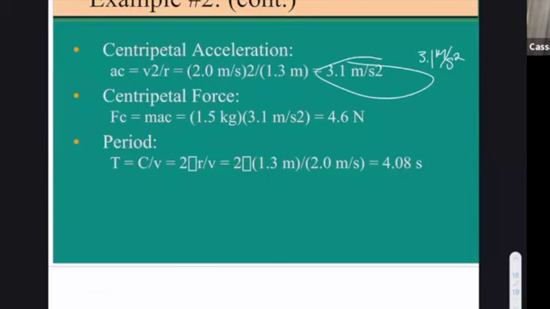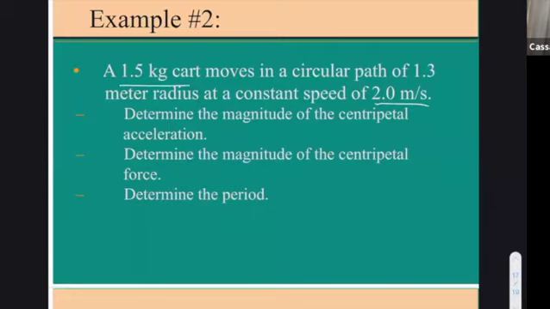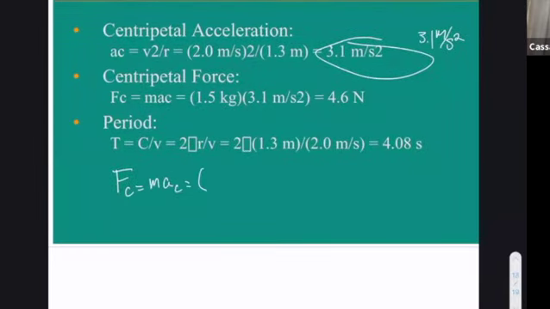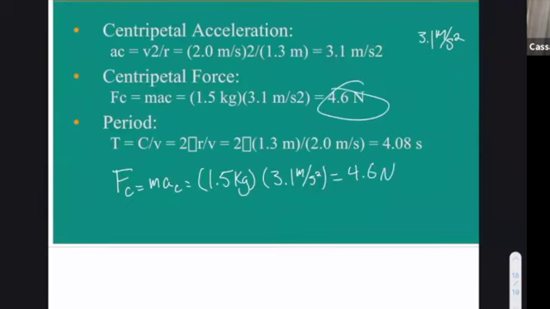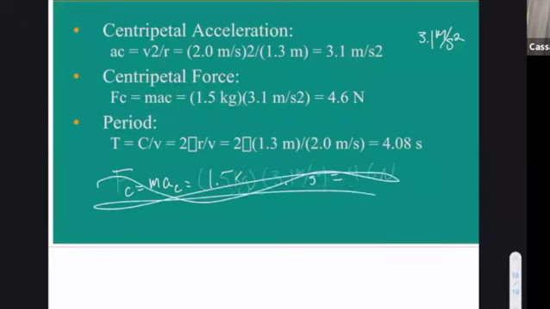Okay, so now for centripetal force. Now we have our centripetal acceleration, so that should come in handy. Remember that our centripetal force is equal to mass times centripetal acceleration. We were given a 1.5 kilogram cart, so we plug that right on in, times our centripetal acceleration, which was 3.1 meters per second squared. And so we plug that in and get 4.6 newtons, which is right here. Great.